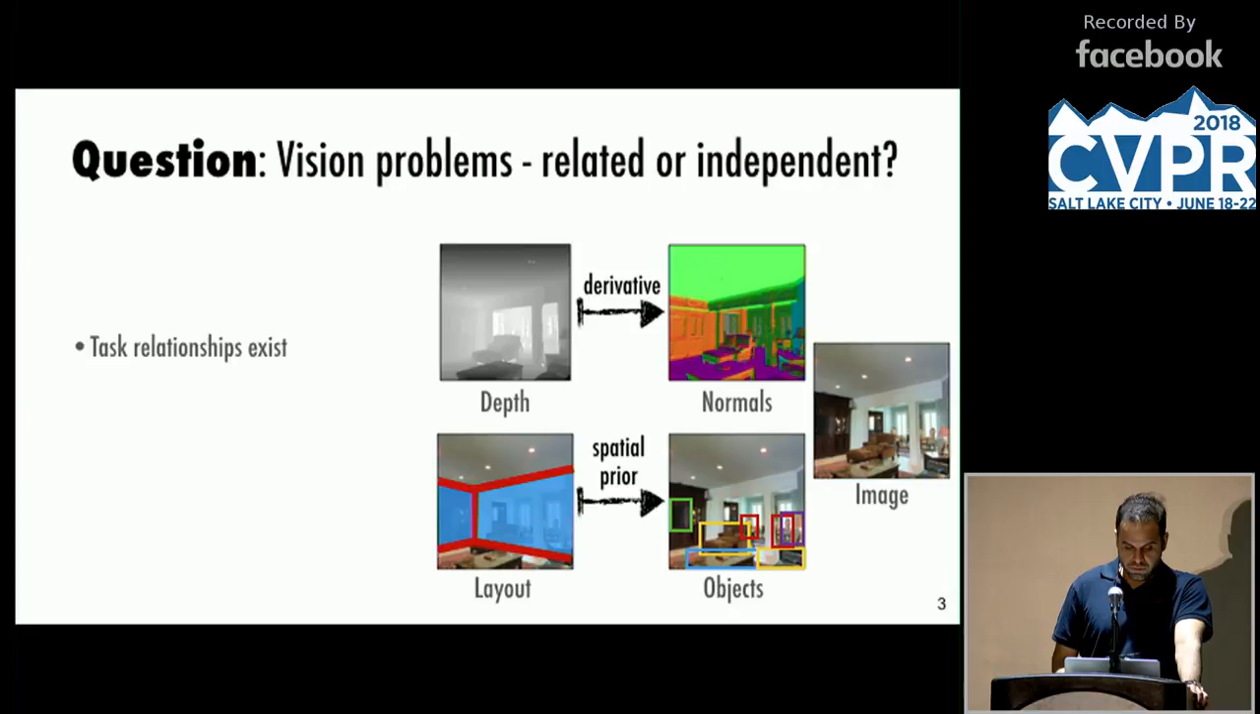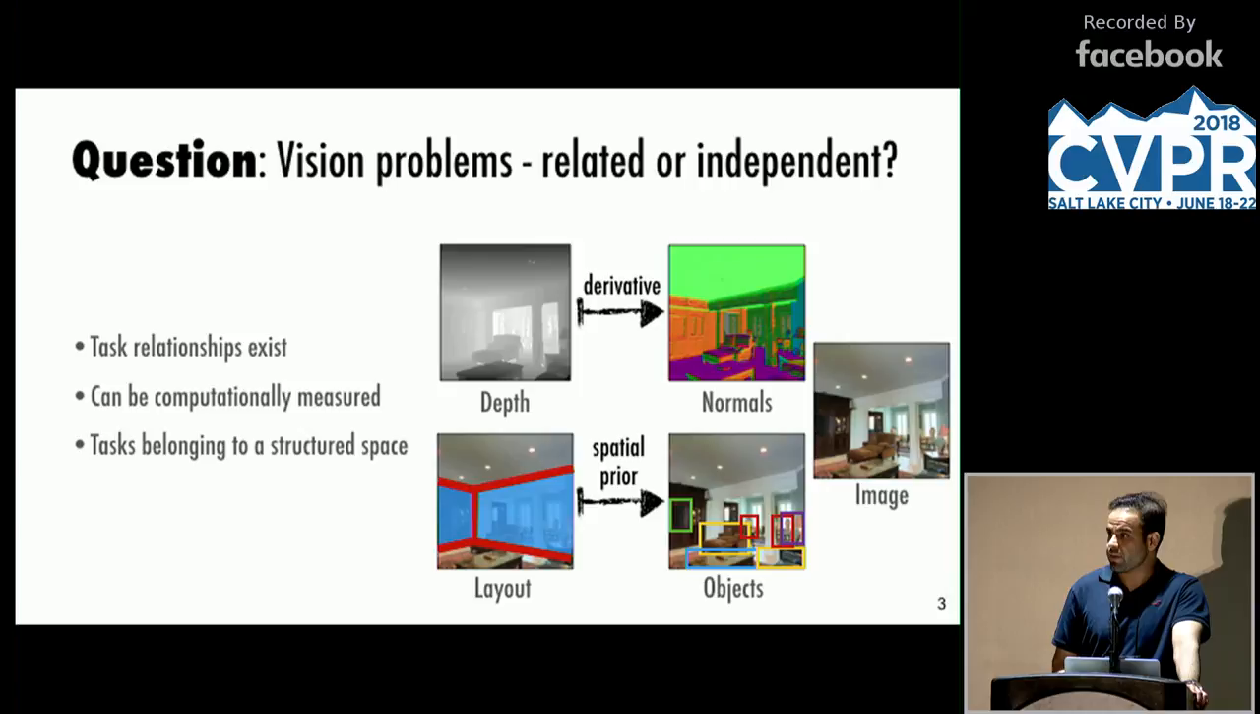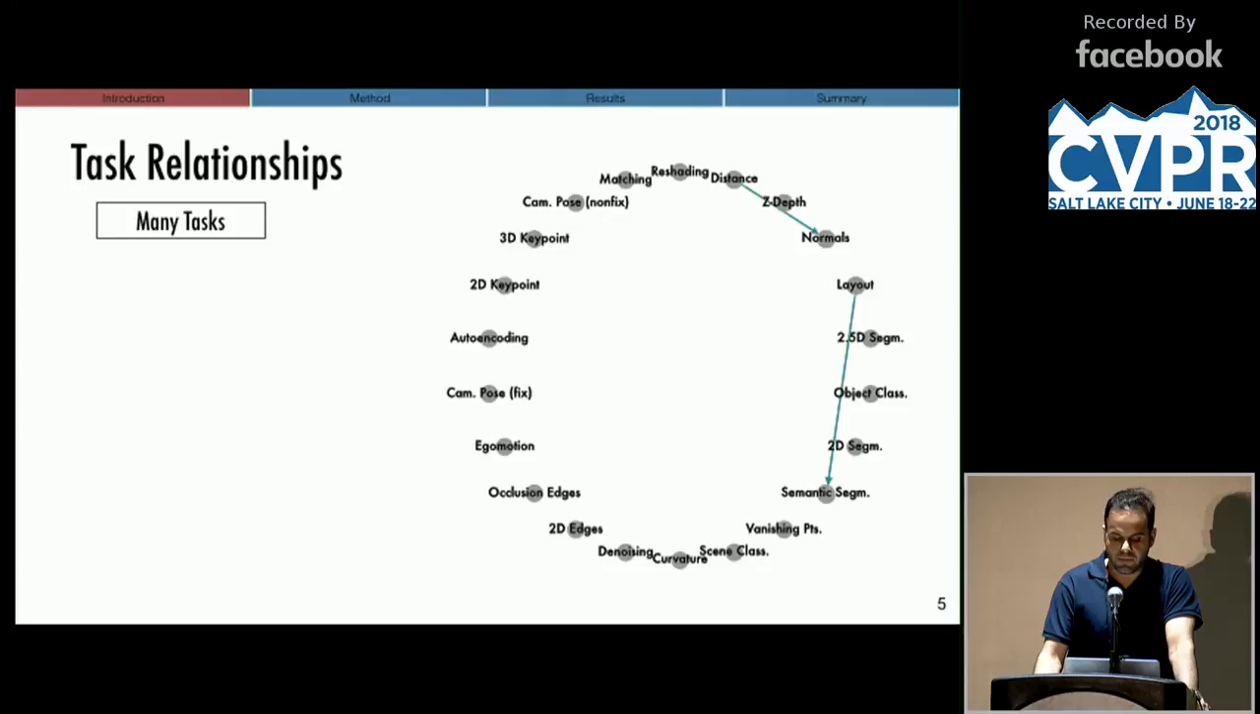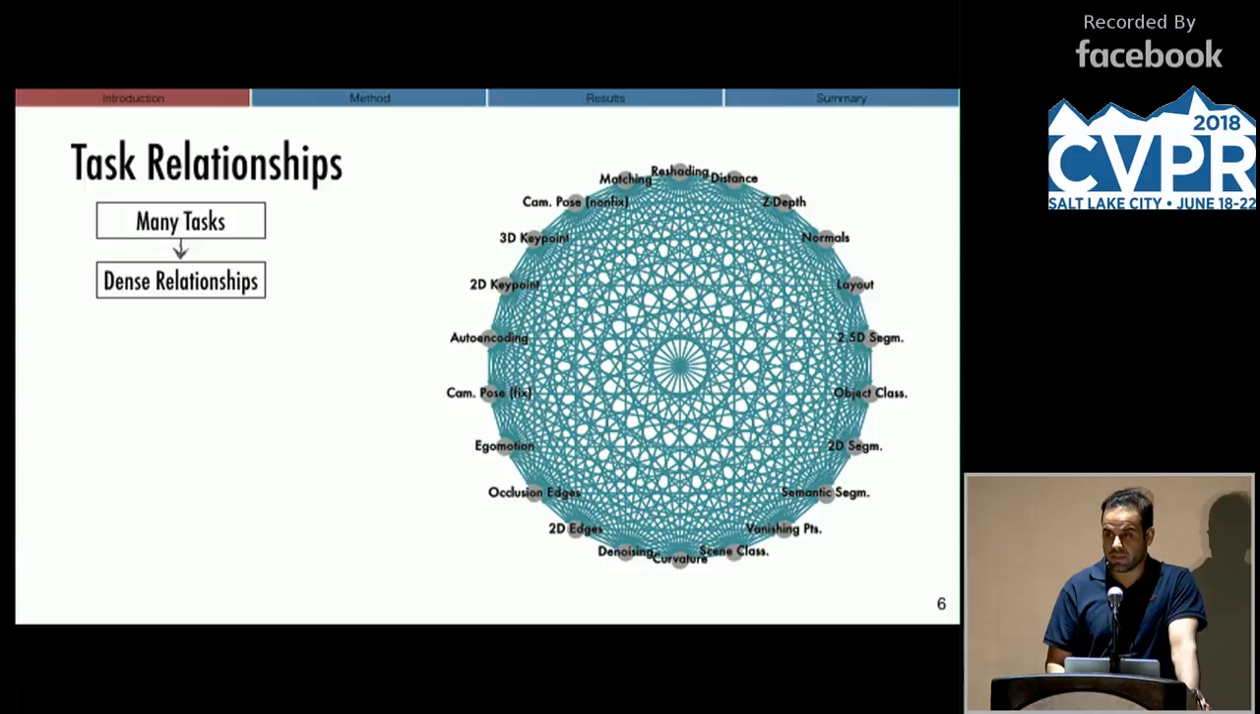Also, if task relationships exist, they can be computationally measured without needing to encode any human knowledge in them. We see tasks as belonging to a structured space rather than isolated concepts. And this can provide us with a unified model for transfer learning. All right, so the example I showed was just for a couple of tasks. But there exist many more. And the same question can be asked about any sets of tasks, if or how they would be related.